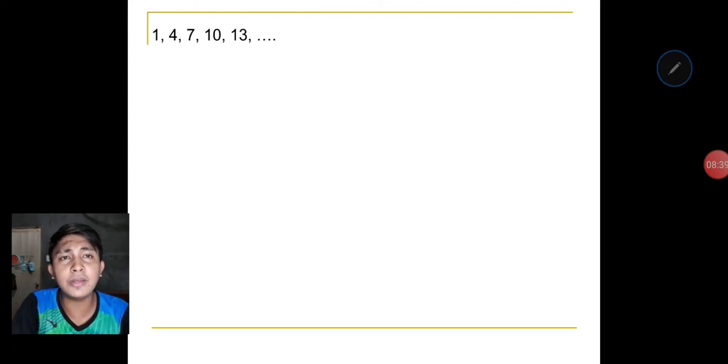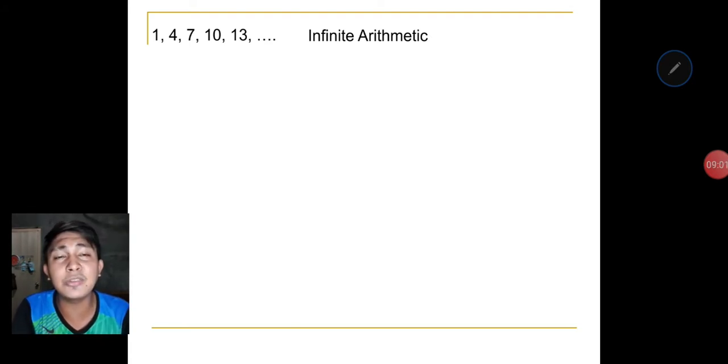Okay, 1, 4, 7, 10, 13 is an example of an infinite arithmetic sequence. Bakit infinite? Kasi unending. Bakit arithmetic? Let us try to look at the sequence. Hindi naman siya geometric dahil ang meron sa kanya ay common difference, which is equal to 3. To get the next term, we add 3: 1 plus 3, 4 plus 3, 7 plus 3, 10 plus 3, 13.